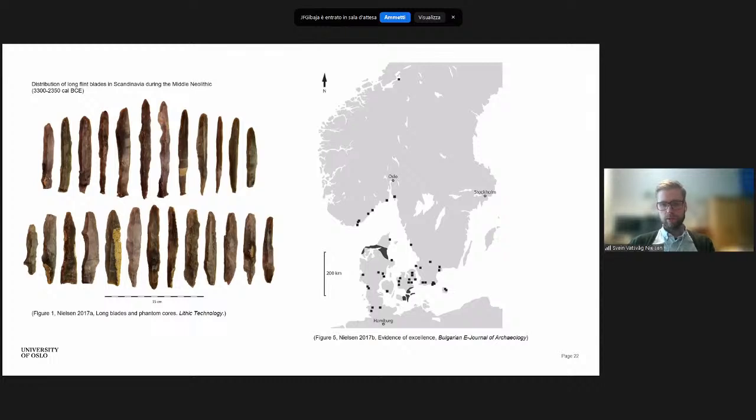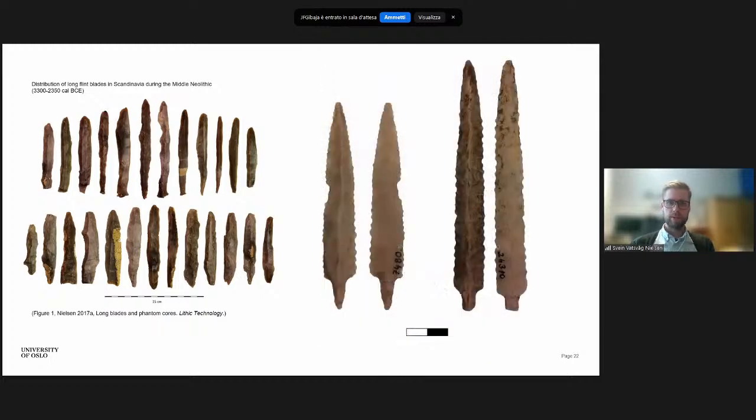But there is, of course, also continuity in trade. The same trade networks that we saw in the early Neolithic. The flint axes are still distributed north, and we also see the distribution of long flint blades to Norway during this period. In Norway, these blades were highly sought after because we see that on the coastal settlements they have been mass producing lithic arrowheads, these tanged arrowheads used for hunting, but also for hunting marine mammals.